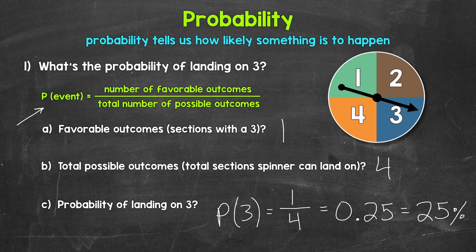Now, with that being said, can we still land on a 3? Absolutely. I'm not saying we can't. We're just thinking about the likelihood that we do. So this is something to start thinking about, what the probability is telling us. Let's move on to number 2.